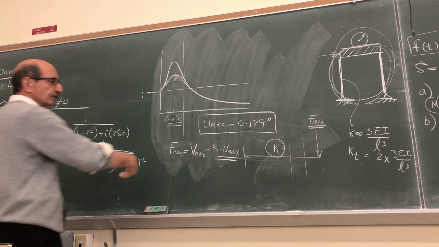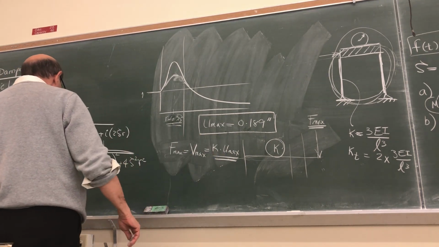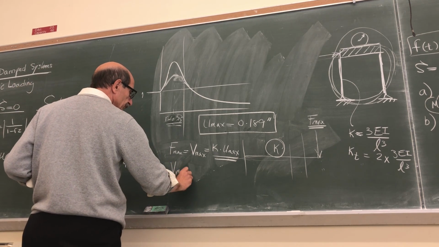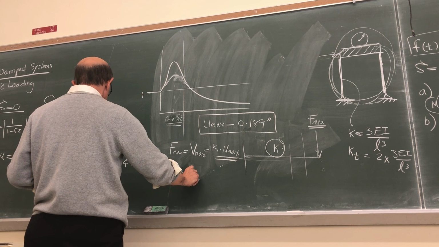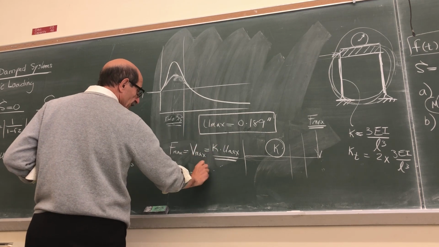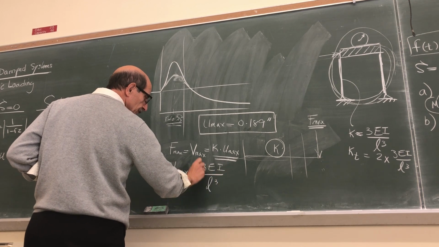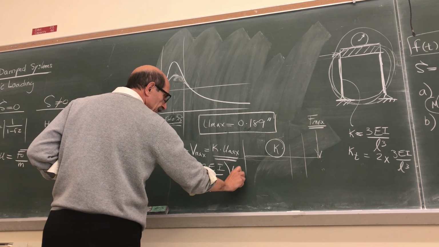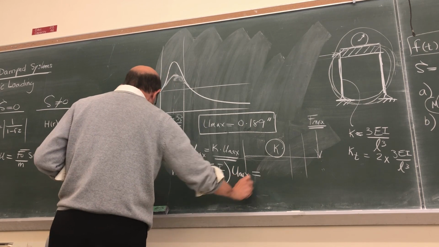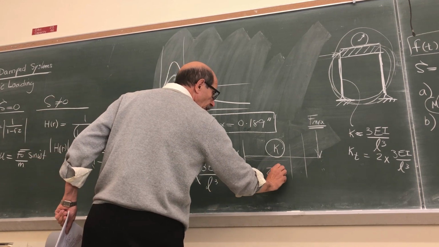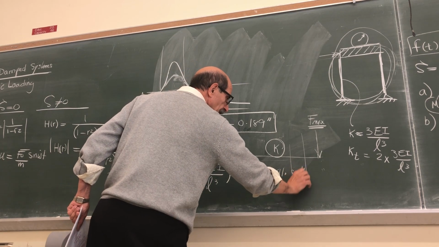So you have the stiffness, you just multiply that by that, you will get V max, the maximum shear force, which would be basically 3EI over L cubed times this U max, and that will come out to be 201.8 pounds.